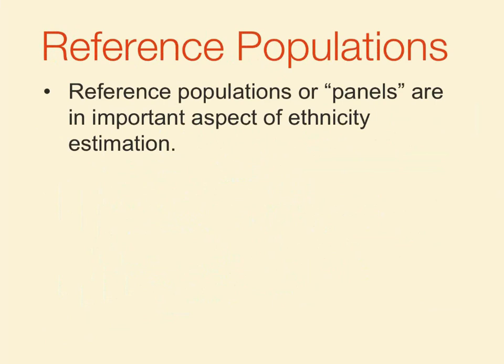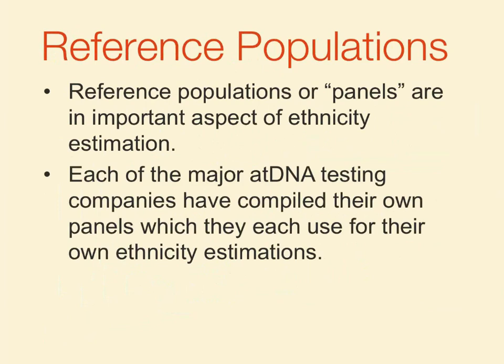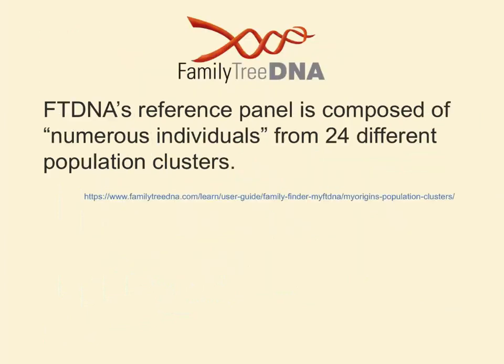So reference populations are an important aspect for these ethnicity estimates, and these are constructed through panels or groups of users that are identified and asked to take just a standard test like we all take. They're not special in any way. It's just that the individuals are identified for particular traits and interesting aspects of either where they live, where they were born, who their parents were, who their grandparents were, etc. And each of the major DNA testing companies have compiled their own panels, which they use respectively for their own ethnicity estimations.